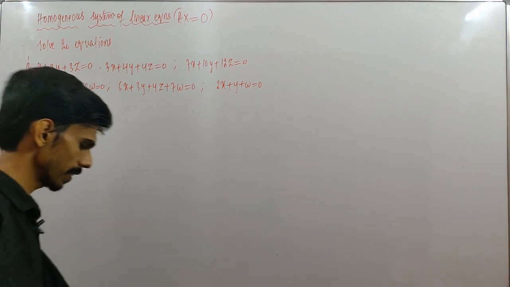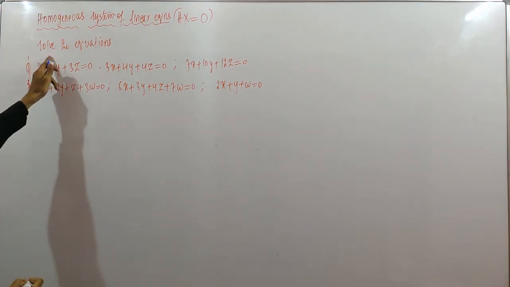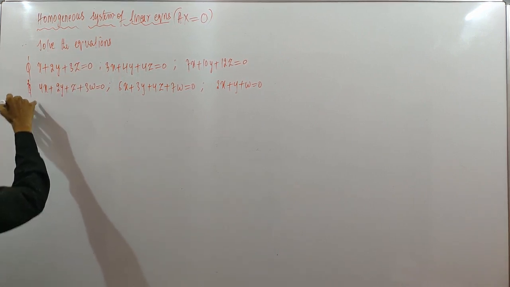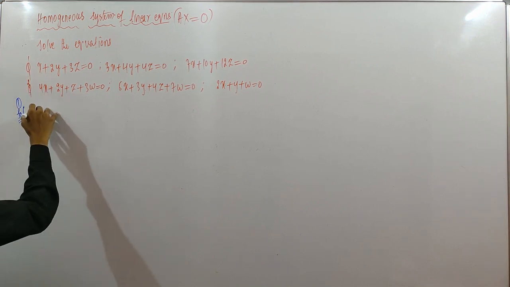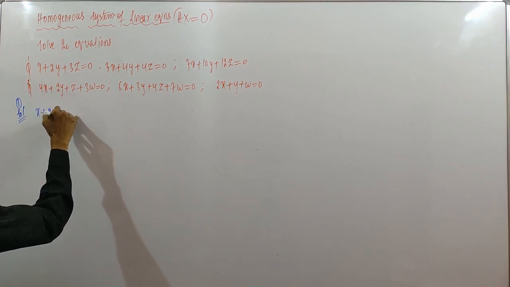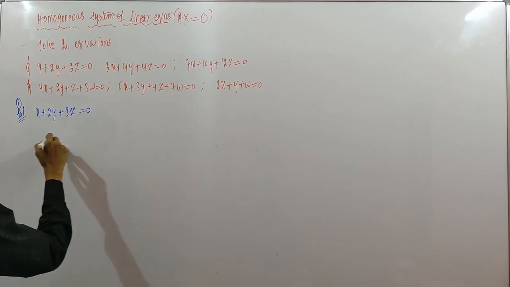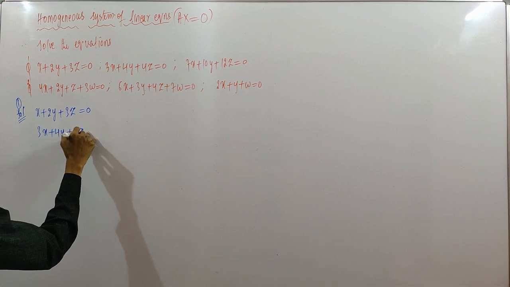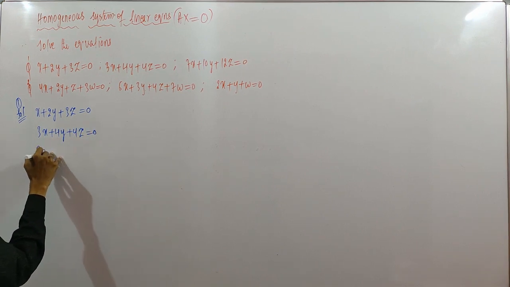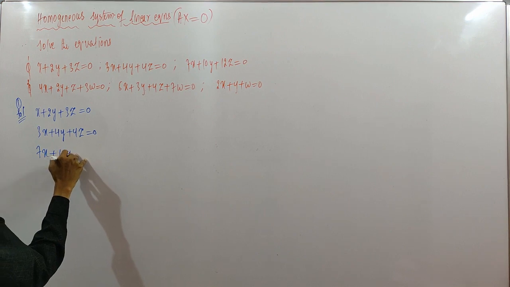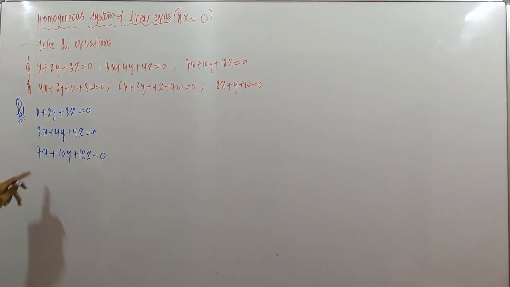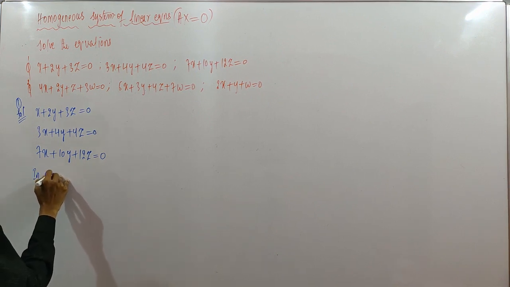Now let us solve this question. Solve the equation. Let us take the first question. We have x + 2y + 3z = 0, first equation. 3x + 4y + 4z = 0. 7x + 10y + 12z = 0. We have this homogeneous system of equations. Now convert it into matrix form.